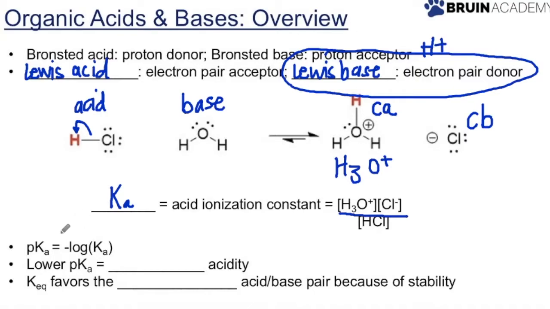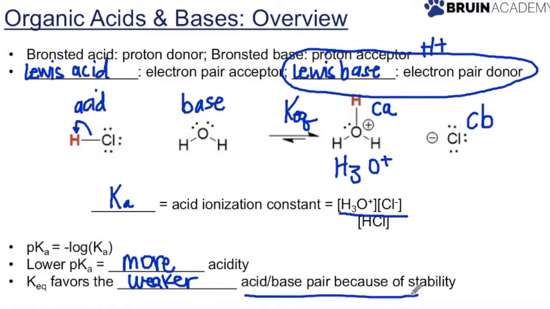pKa is the negative log of this value, so just know that the lower the pKa value, the stronger the acidity is. So something with very high acidity will have a very low pKa. And just know that K equilibrium, whatever direction it tends to favor, will favor the weaker acid-base pair because this tends to be more stable.